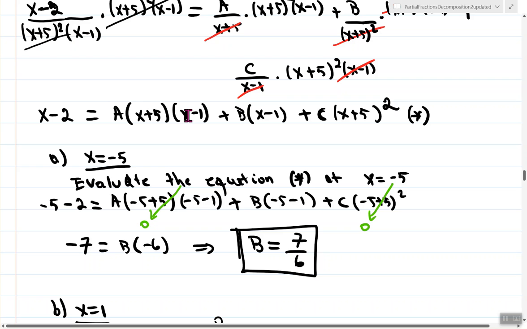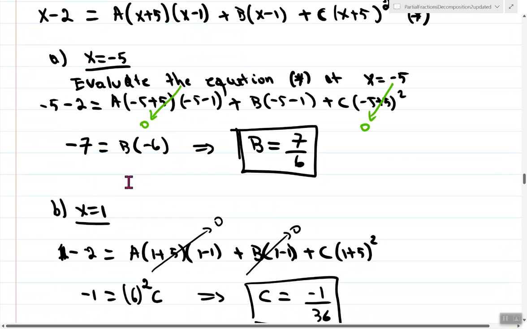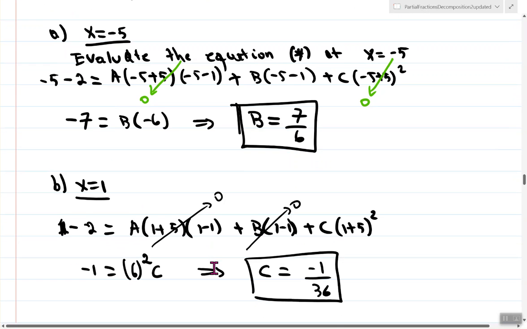And then we go to the second factor, which is x minus 1. We find its zero, which is x equals 1. So again, from the same equation here, we're going to plug in x equals 1. Wherever x is, we plug in 1. On the left side, we get negative 1. On the right side, we get 1 minus 1, which is 0, and then 0 times any number is 0. And then here, we plug in 1, we get 0 times b is 0. So the only thing that is left is that. 1 plus 5 is 6, 6 squared is 36. We get 36c equals negative 1. So c is negative 1 over 36. So we got b and the c.